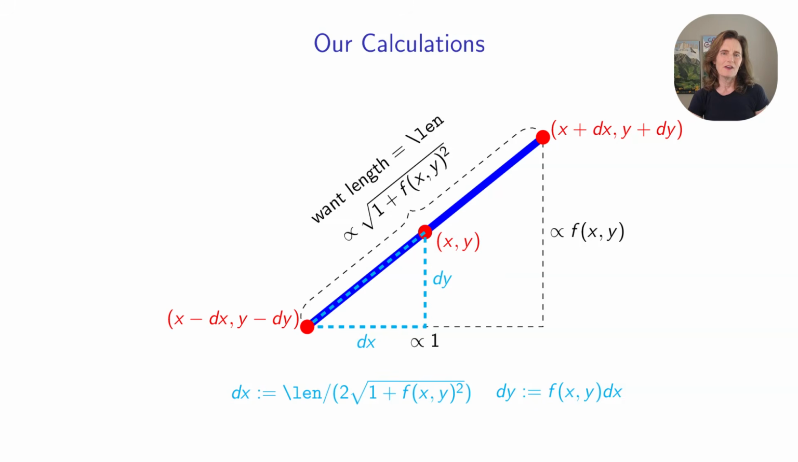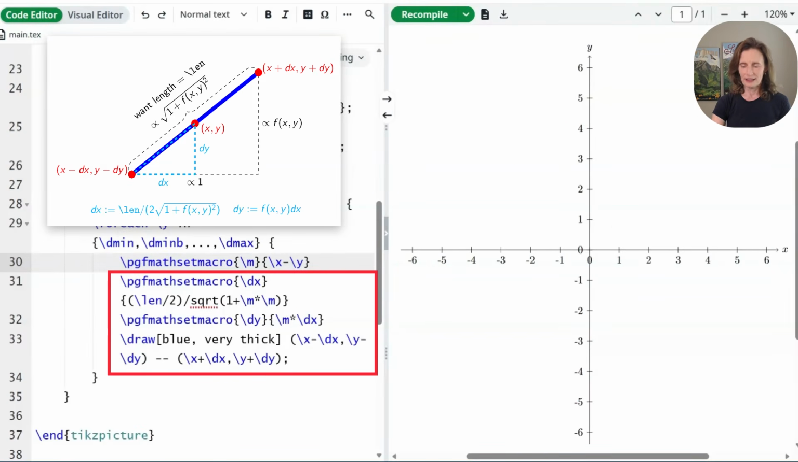So the endpoints of our segment are x minus dx, y minus dy, and then the other end is x plus dx, y plus dy. And that's exactly what this code here does. We compute our dx and we compute our dy, and then we draw our line segment from x minus dx, y minus dy to x plus dx, y plus dy. Each line segment will be centered on its grid point.